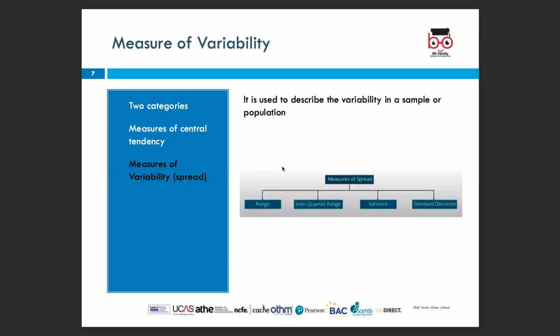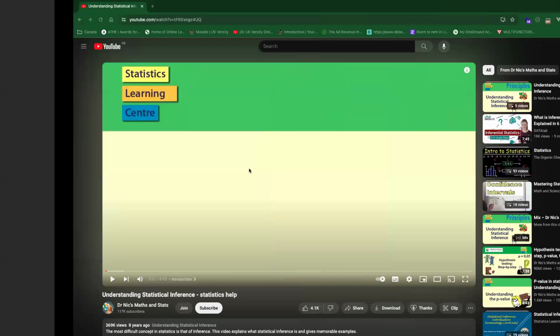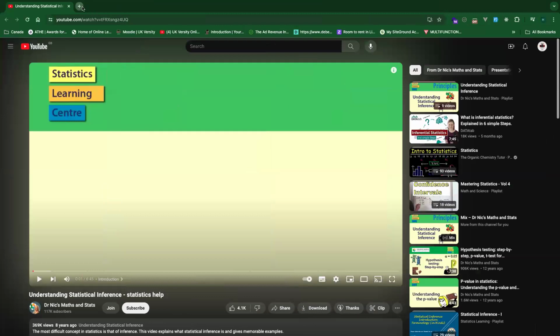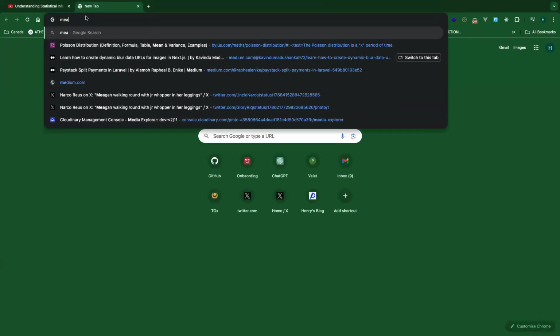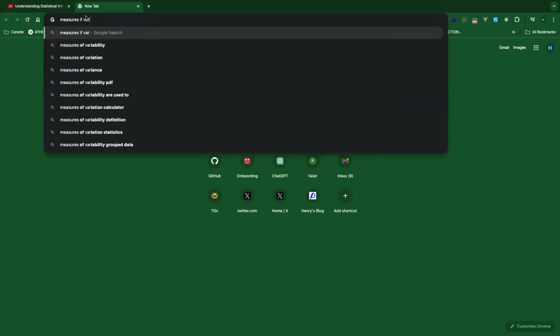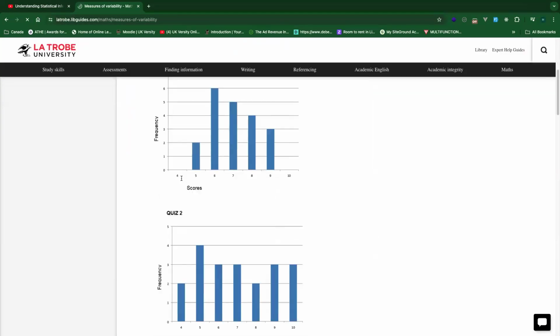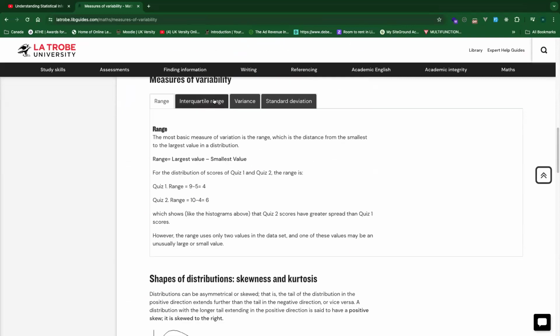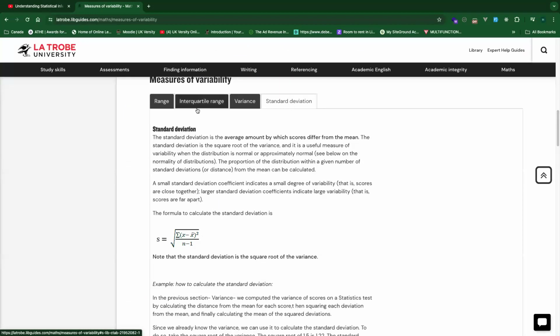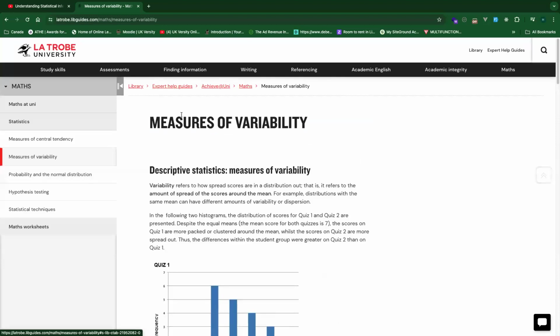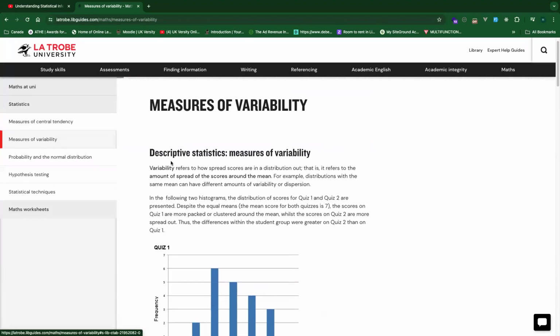So let's go back and check what measures of variability are. You can literally check variability. I mean, not variable. Yeah, like we said, we have the range, interquartile range, variance, standard deviation. You can read more about it on here. So this is an example of descriptive statistics.